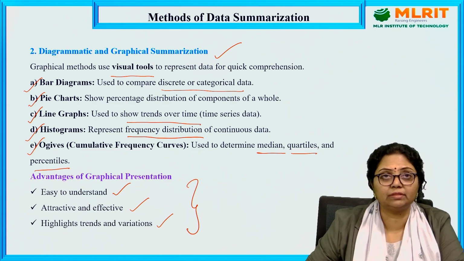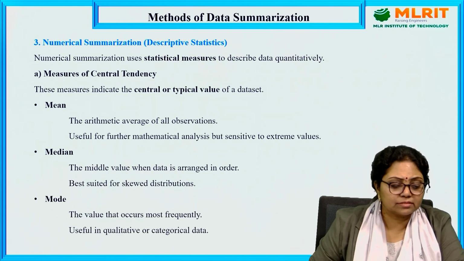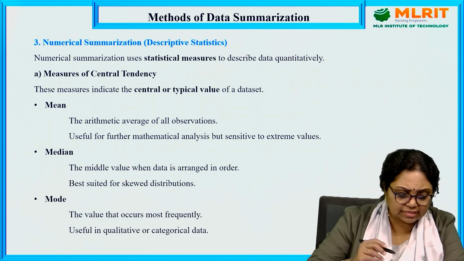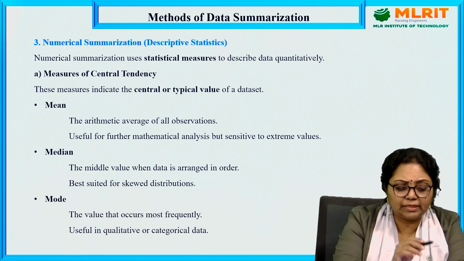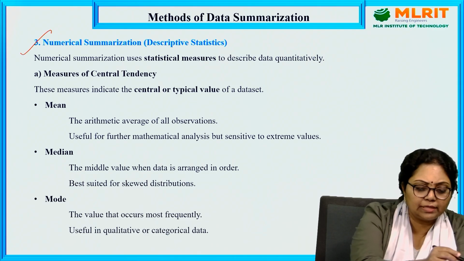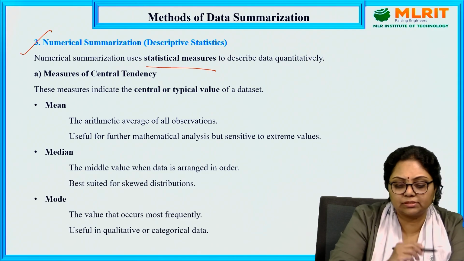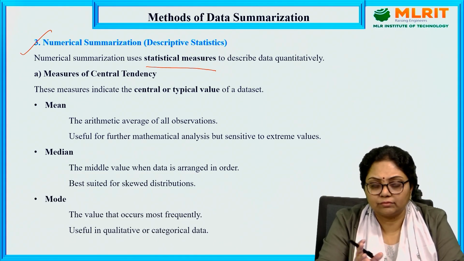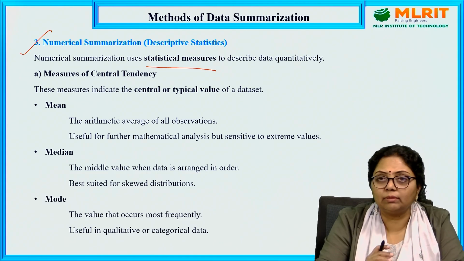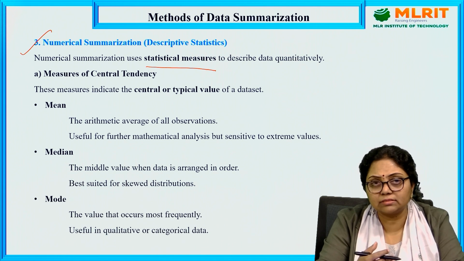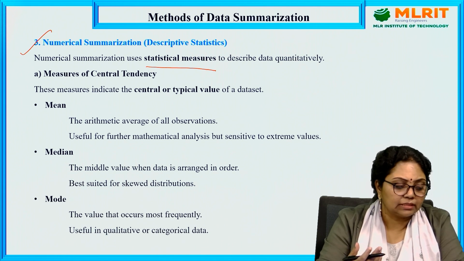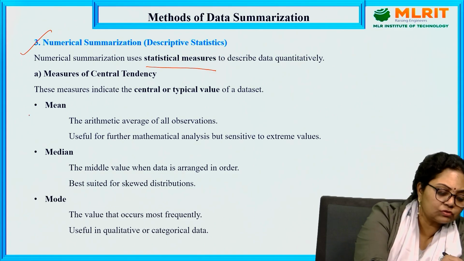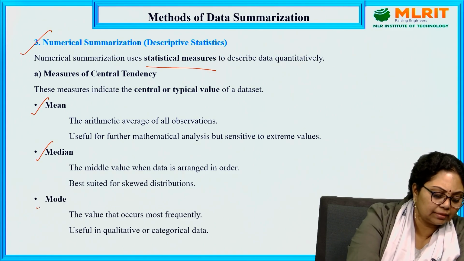Let's move ahead with the third variety, that is numerical summarization. We often call it descriptive statistics. In numerical summarization, we generally go with statistical measures to describe the data quantitatively. Now, under this, we have several components. The first one is the measures of central tendency, of which we have mean, median, and mode.